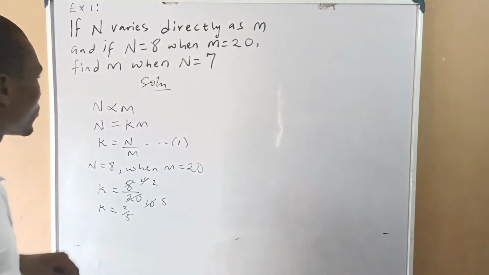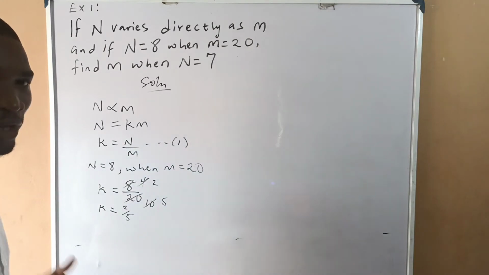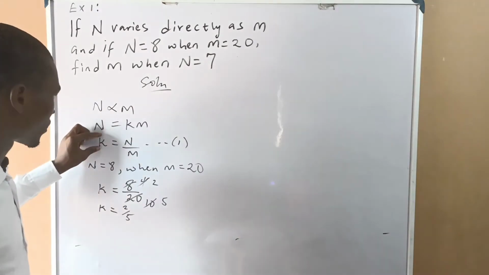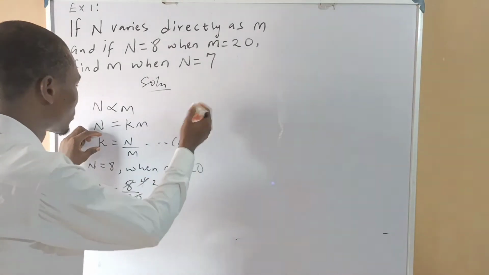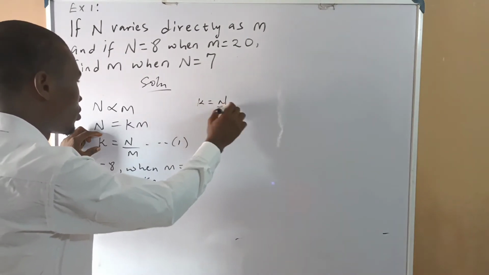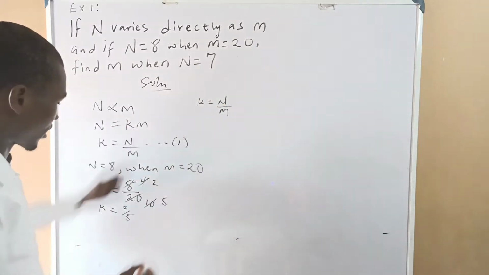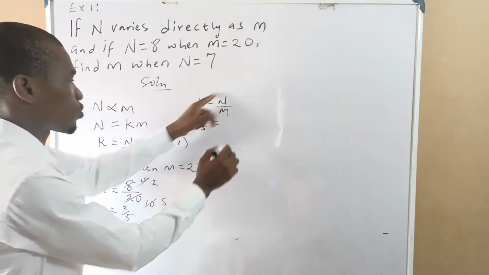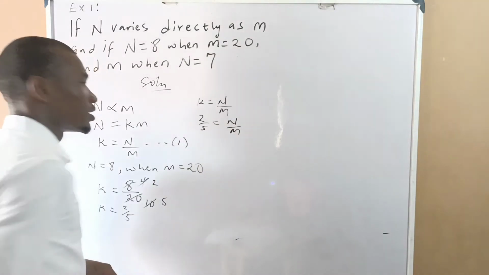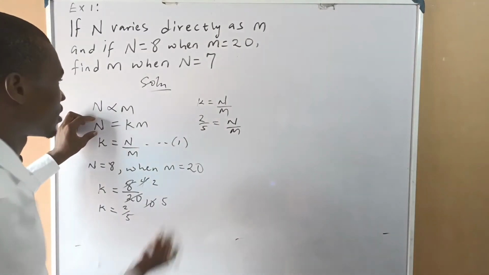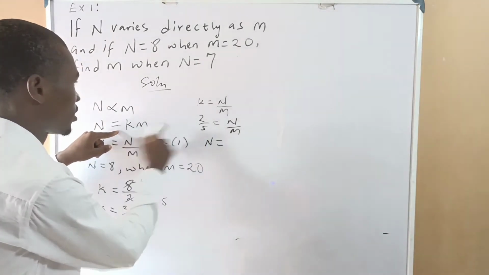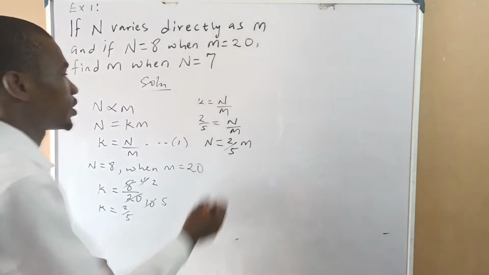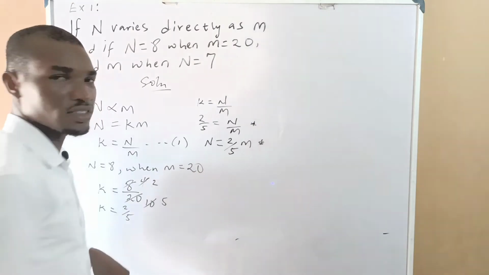Now, the equation of relationship is what we want to deduce. And how do we deduce our equation of relationship? Remember, from equation 1, k is equal to n over m, such that we replace k with 2 over 5, and that is equal to n over m. Someone can still say that n is equal to 2 over 5 times m. So either you take this or you take this. They are still the same thing.